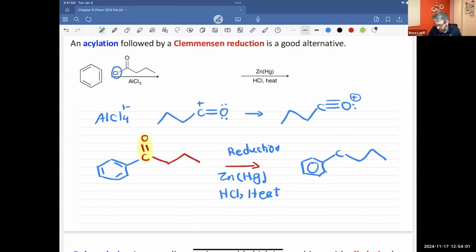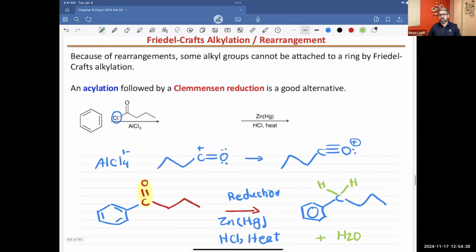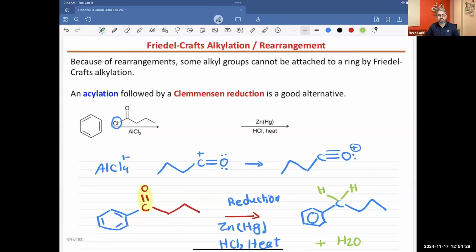So instead of the carbonyl group, now we will have 2 hydrogens there. What will happen to the carbonyl oxygen? It is going to leave the system as H2O. Okay. So from a carbonyl group, I turned it into a saturated compound, and now I have just simply a butyl group attached to the ring. And this is the way to bypass the rearrangement when it comes to the Friedel-Crafts limitation. Okay, and this is going to be the end of this lecture, and thank you very much.